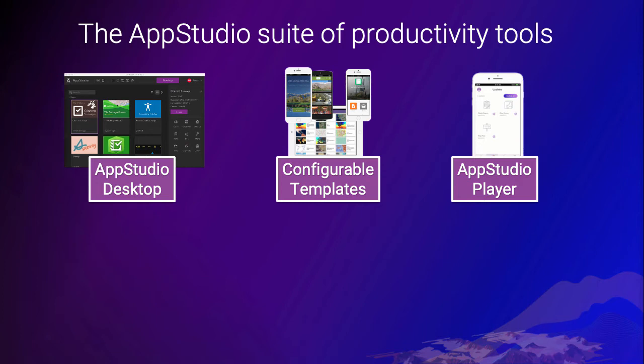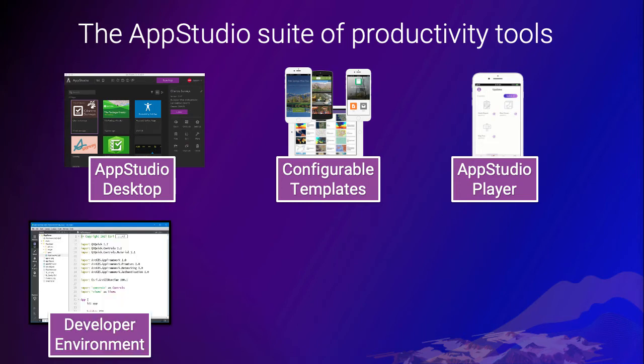AppStudio comes with AppStudio Player. AppStudio Player allows you to run native apps on devices without creating a separate build. So you essentially are saving the apps to your ArcGIS organization, downloading them, and running them within AppStudio Player. It's a great way to test your apps on different devices and also a great way to distribute your apps.